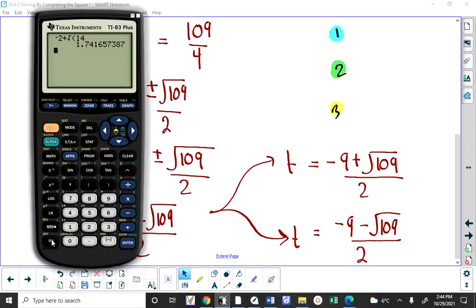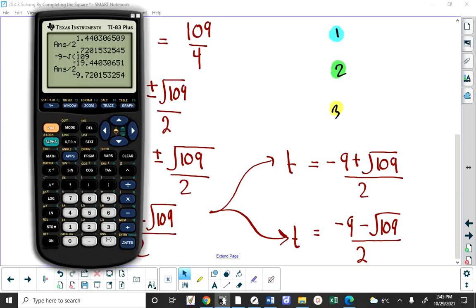I just want to make sure that you can get the right decimals. So I want to make sure that you know how to use your calculator here. One of the answers is 0.72, and the other answer is negative 9.72.